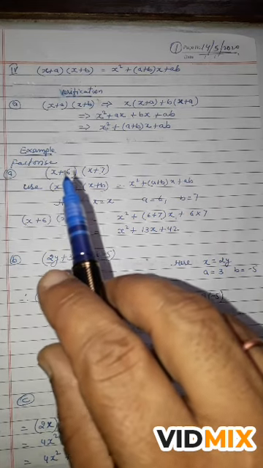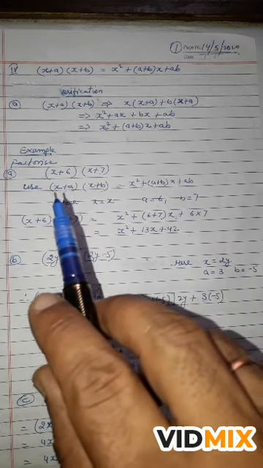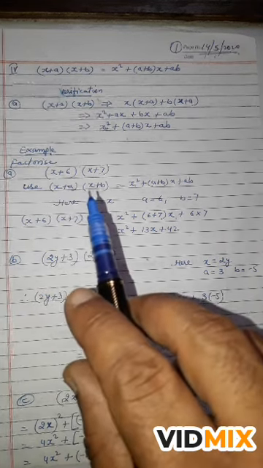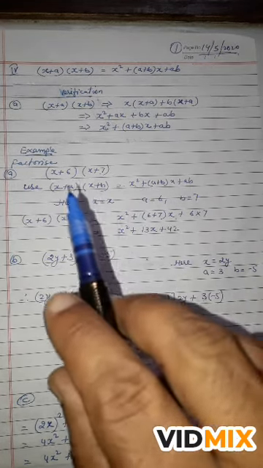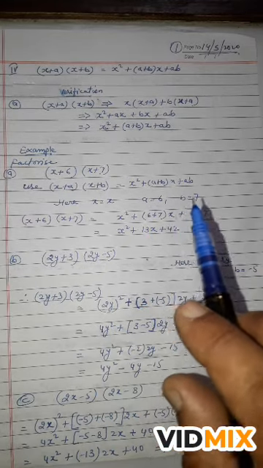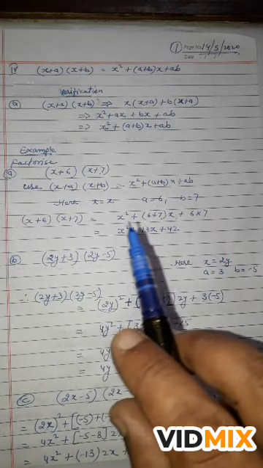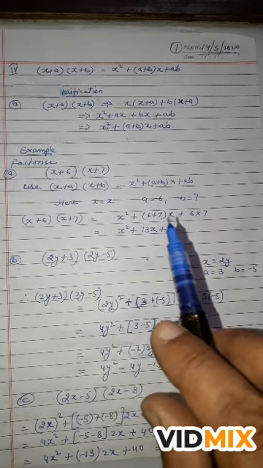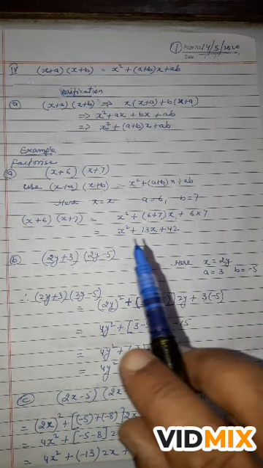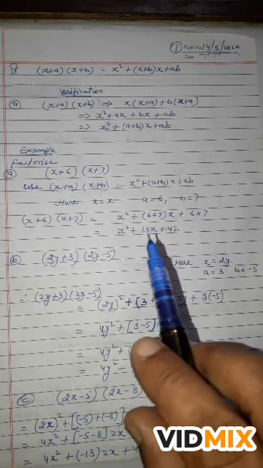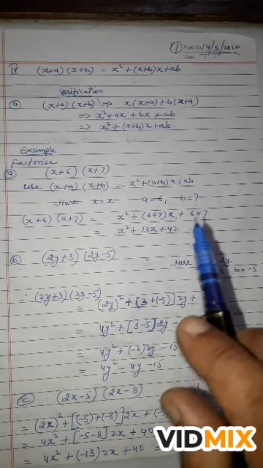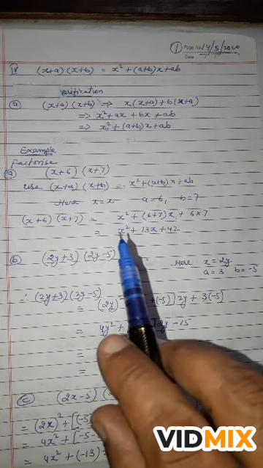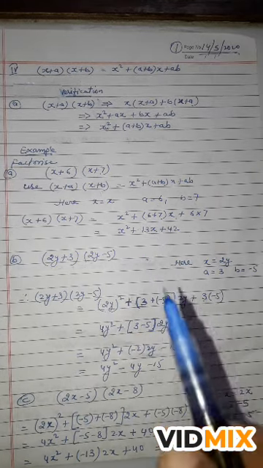The first is (x + 6)(x + 7). So here we use (x + a)(x + b), that is x² + (a + b)x + ab. We take x as x, a as 6 and b as 7. We substitute the values: x² + (6 + 7)x + 6 × 7. So x², 6 plus 7 is 13x, and 6 times 7 is 42. So we'll get the result x² + 13x + 42.